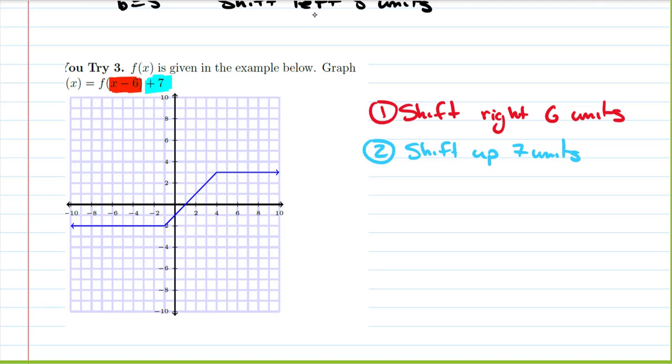So if I take this point and I go right 6, 1, 2, 3, 4, 5, 6, and then up 7, 1, 2, 3, 4, 5, 6, 7. And I do the same thing here. I go right 6 and up 7. My graph is going to look like this. Even though it went off the edge, it would look something like this. So we took our picture, and imagine you just grab it and you move it right 6 and up 7 and then set it back down. And that's what our solution is going to be.